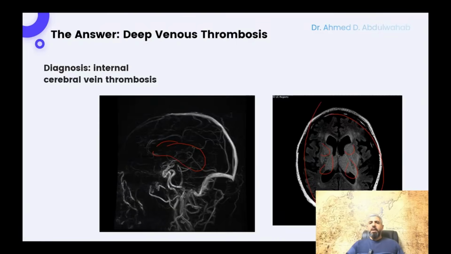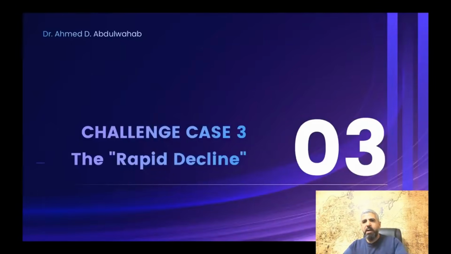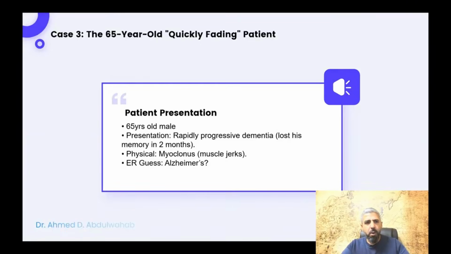So let's go to challenge case number 3. It's called the rapid decline. This is a 65-year-old quickly fading patient. Final case, 65-year-old patient. He was fine 8 weeks ago.